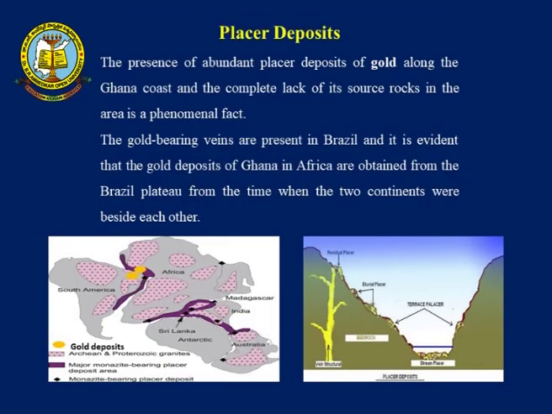Placer deposits. Now, what are placer deposits? The presence of abundant placer deposits, this is the veins over there. Once the veins, due to volcanic eruption, remove those placers around, they flow to other continents over there. So, because Africa and South America were close by, the presence of abundant placer deposits of gold along the Ghana coast and the complete lack of its source rock was evident, and the gold bearing veins are present only in Brazil, and it is evident that the gold deposits of Ghana and Africa are obtained from the Brazilian plateau from the time when the two continents were beside each other.